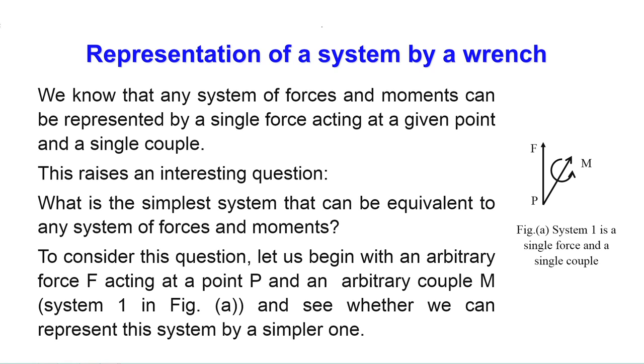Now, one important thing is that we are dealing with the representation of a system by an equivalent system, and we are trying to get the simplest system. So, what will be the simplest system? Here the concept of a wrench comes. A wrench means a force and a moment, where the moment vector is parallel to the force vector. If we can represent a system in terms of a wrench, then that is the simplest representation.